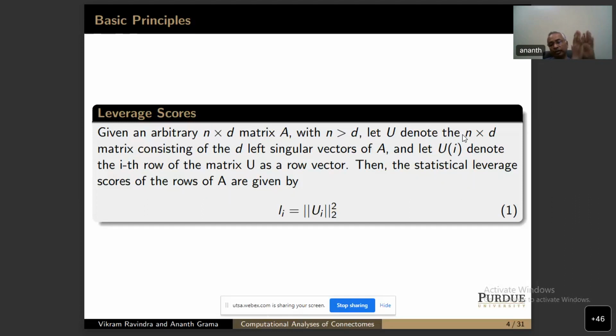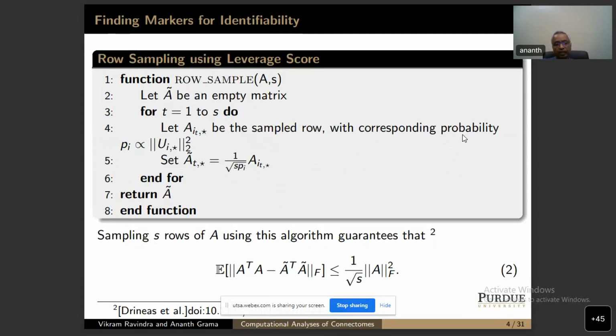So I've taken all the left singular vectors and stacked them into a matrix U, and I'm only considering the ith row of this particular matrix. Then basically you can think of the importance of that particular row as the norm of the vector. In other words, in the left singular vectors, the rows with the most power are the most important ones when it comes to leverage score sampling. And in fact, this is not very complicated. There's actually a nice proof that in expectation, A transpose A minus reduced A transpose reduced A, in the Frobenius norm, this error can be bounded quite nicely.